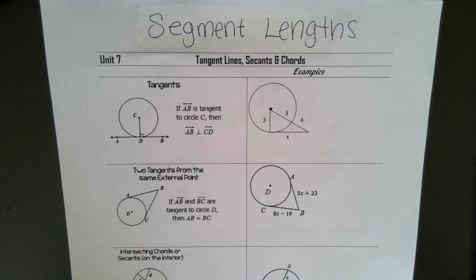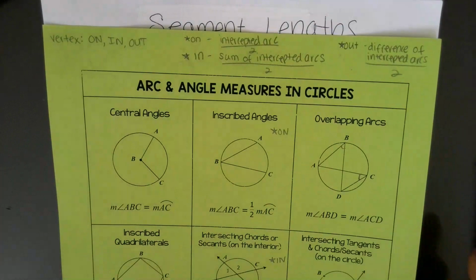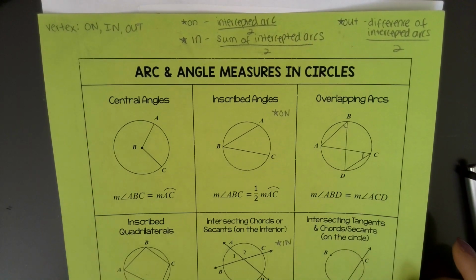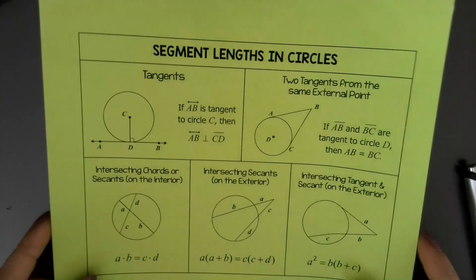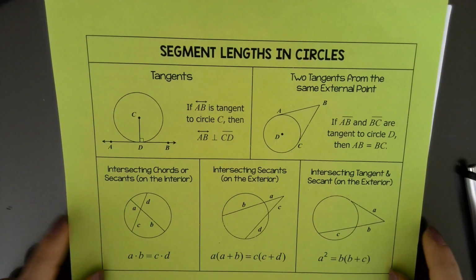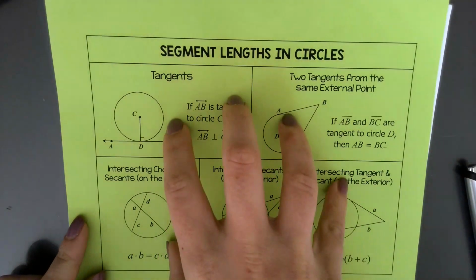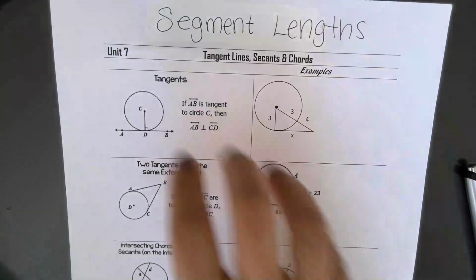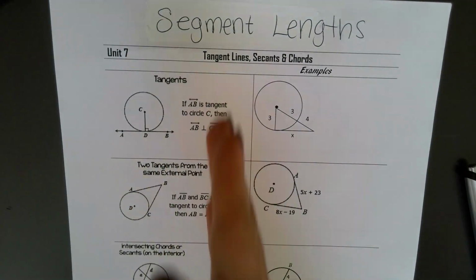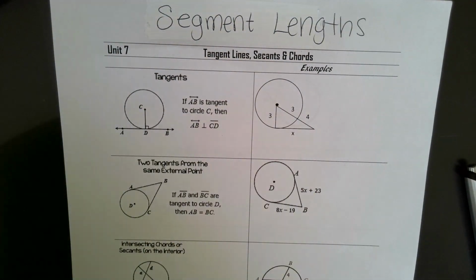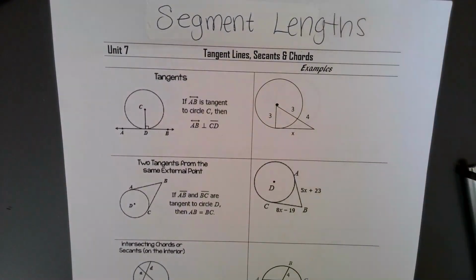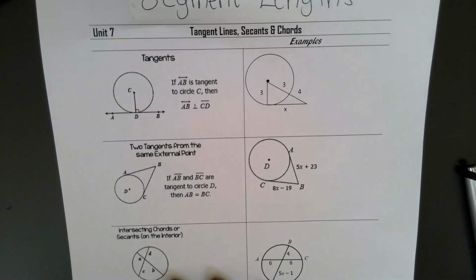Now, back to this formula sheet I keep referencing, which is on Canvas. We were talking about the arc and angle measures, okay? So now we're doing the second page, segment lengths in circles. These 5 right here are the same ones on the left hand on the notes. I just put them here so it's easier to see the examples right next to it, okay? So it all came from this paper. So let's get right to it.